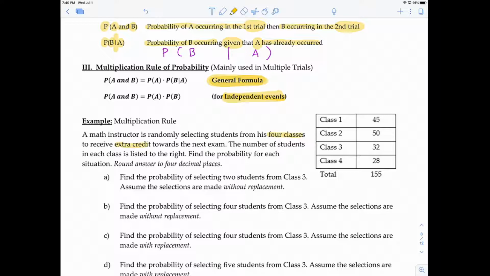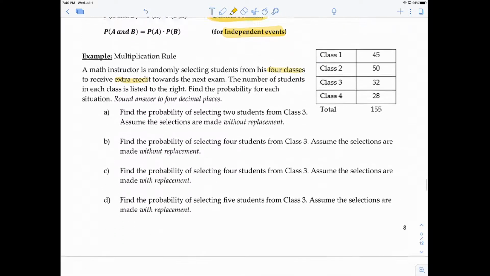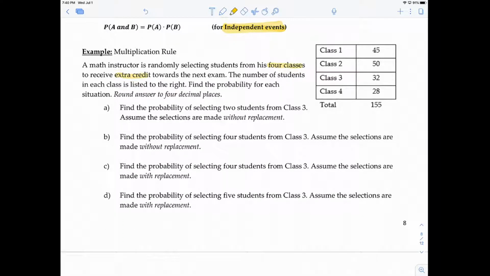So in class 1, we have 45 and then 50 in the next one, and then so on, right? For a total of 155 students in all 4 classes. So the first question says, find the probability of selecting 2 students from class 3. Assume the selections are made without replacement.